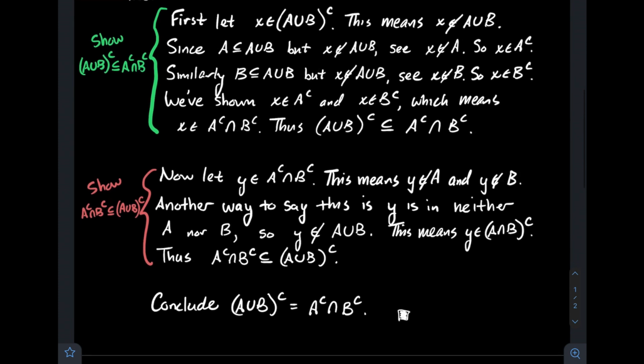And so what have we done? We have gathered the information that the complement of A union B is contained in the intersection of the complements, and we have just also convinced ourselves that the intersection of the complements is contained in the complement of the union. Therefore, these two sets must be equal.